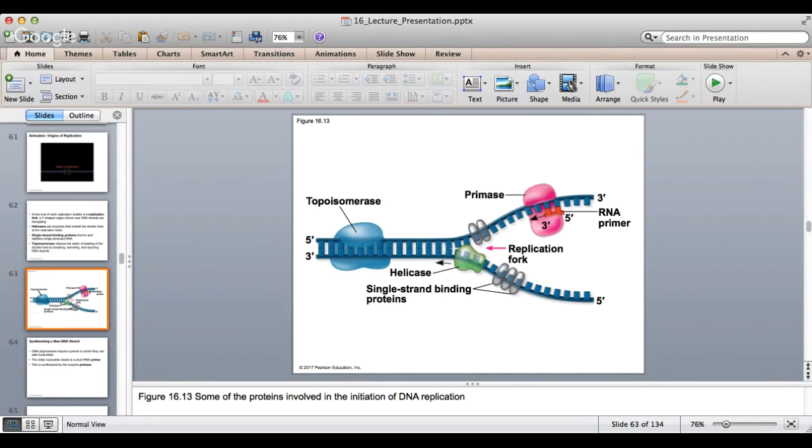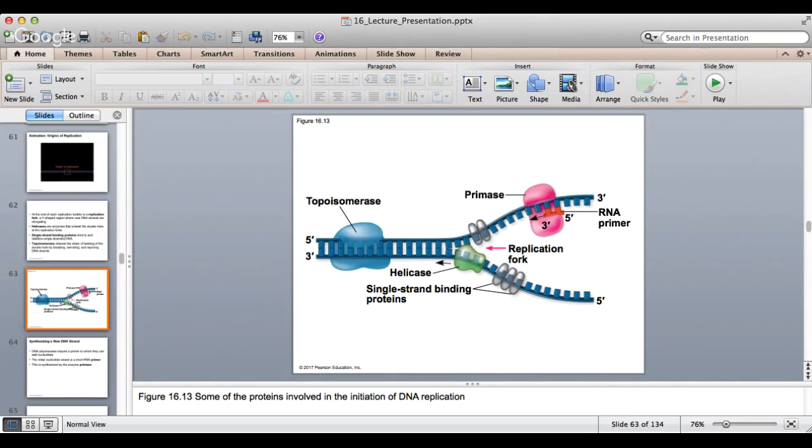RNA primer, right? What do you put primer down to do? A paint primer is what you put down first. It's what's going to start that replication. So RNA primer will jump in. You guys, RNA is going to be what creates that next DNA unit. And we'll talk about that in the next chapter in a little bit more detail.